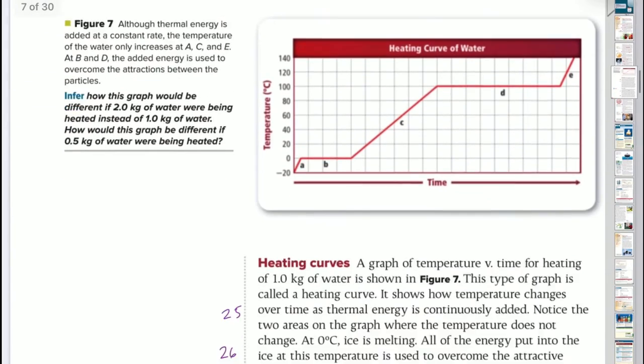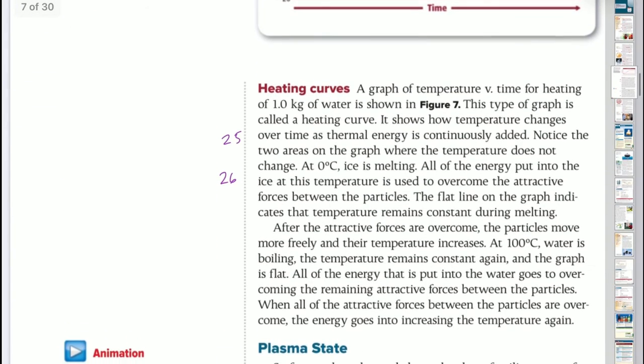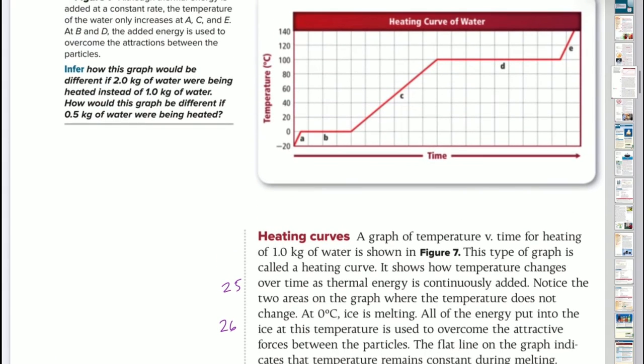Anyway, moving on. So heating curves. A graph of temperature versus time for heating of 1.0 kilograms of water is shown in figure 7. This type of graph is called a heating curve. It shows how temperature changes over time as thermal energy is continuously added. So we have time going this way, we have temperature going this way.